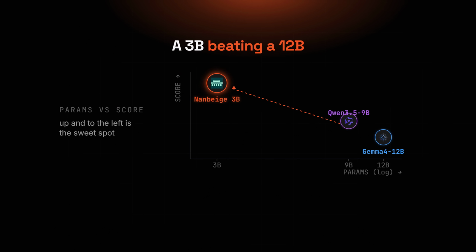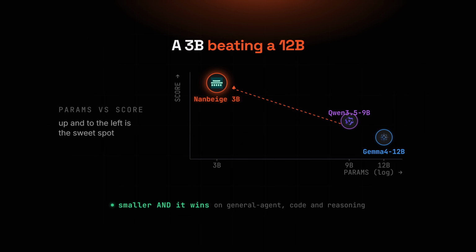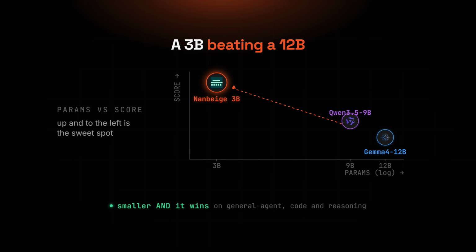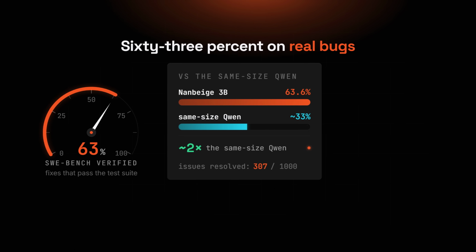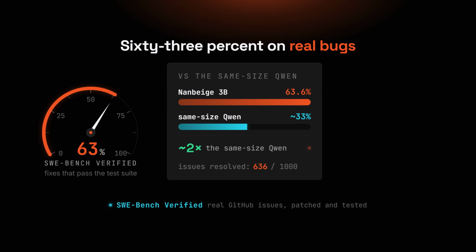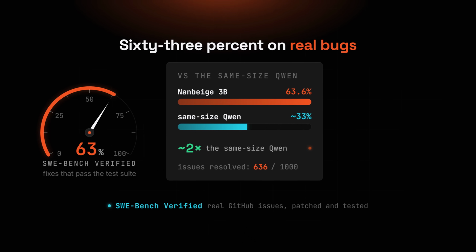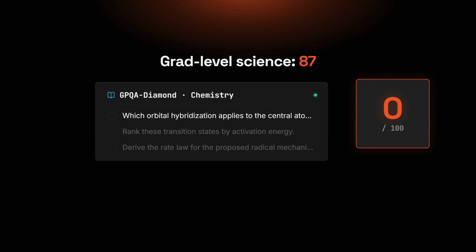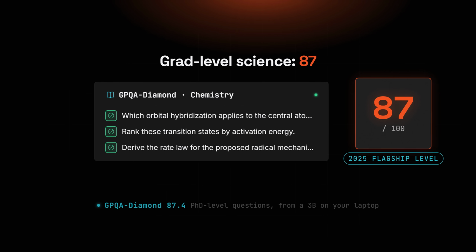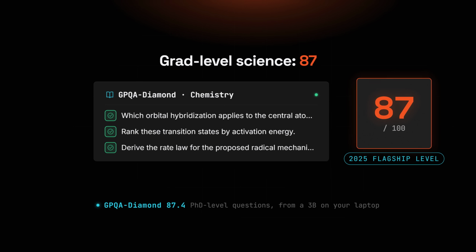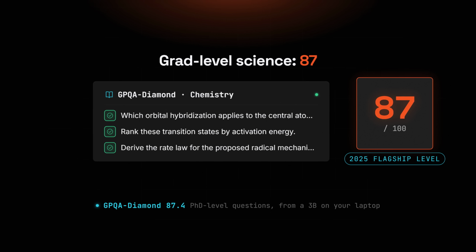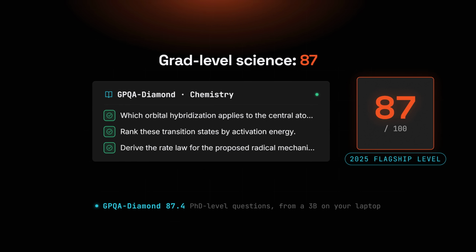On agent tasks, coding and reasoning, this 3 billion model beats Qwen 3.5 at 9 billion and Gemma 4 at 12. It is outscoring models 3 and 4 times its size. Look at coding specifically. On SW Bench verified, real GitHub issues fixed by an agent, it resolves 63%, roughly double what the same size Qwen manages. For a model this small, that number is a little indecent, and on GPQA Diamond, a brutal graduate level science exam, it scores 87. That is a figure the flagship models were bragging about a year ago, now running in about 2 GB on your laptop.